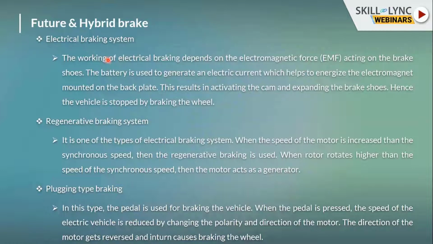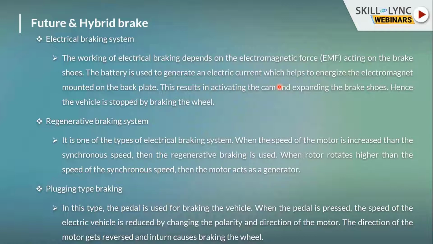So the electromagnetic braking system: its working depends on electromagnetic force. It is similar to a brake drum and brake pads. Here, in the brake pads, they use electric current to energize the electromagnet. When the brake is applied, the electromagnetic force acts on the brake pads and pulls them against the brake drum. When the brake drum rubs against the brake pad, the braking operation takes place and stops the vehicle.